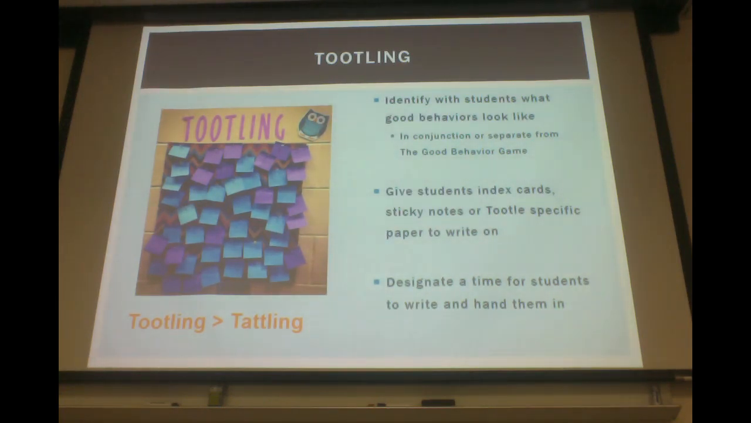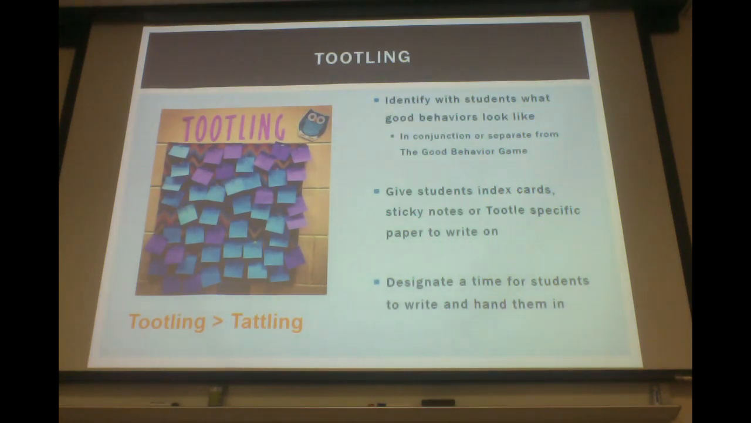So instead of identifying the negative behaviors, students are going to identify positive behaviors or give compliments or nice statements to their peers. This can be in conjunction with the good behavior game like you saw on the video, or this can be a completely separate intervention if you're just wanting to improve students' ability to recognize good behaviors or improve social skills. You don't have to use them together.